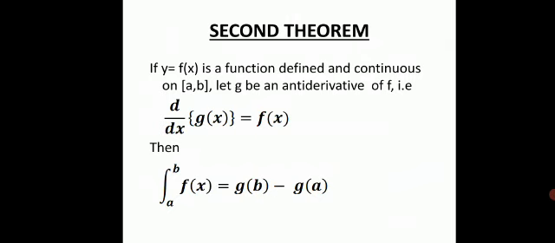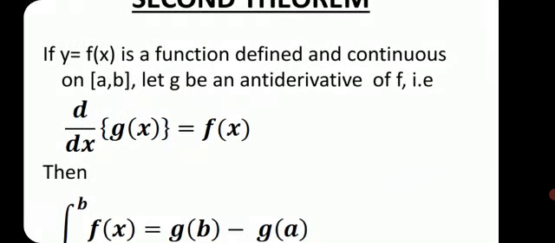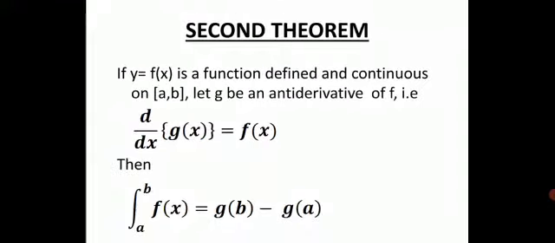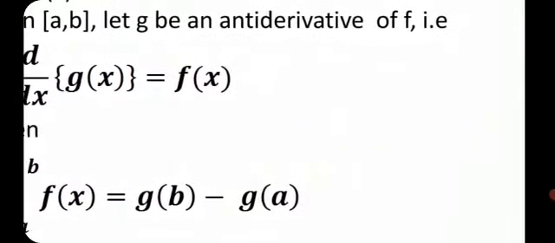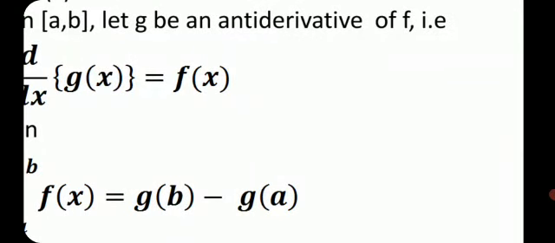Now the second theorem says that if y equal to f(x) is a function defined and continuous on closed interval [a, b], and let G be the antiderivative of f. It means that d/dx of G(x) will be equal to f(x). If d/dx of G(x) is equal to f(x), then you know that the integration of f(x) dx will be equal to G(x). So I can say that the integral from a to b of f(x) dx will be equal to G(b) minus G(a).